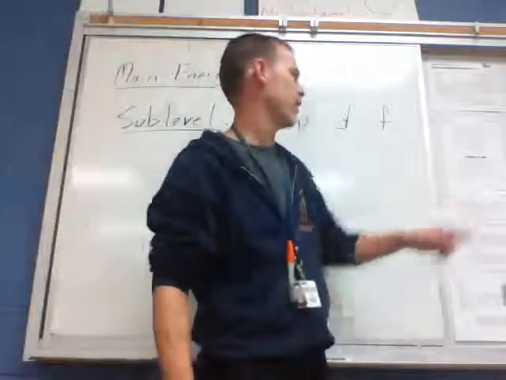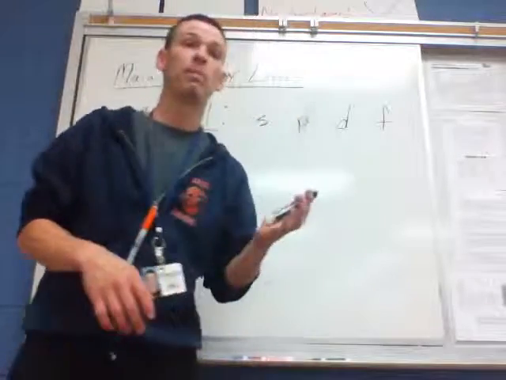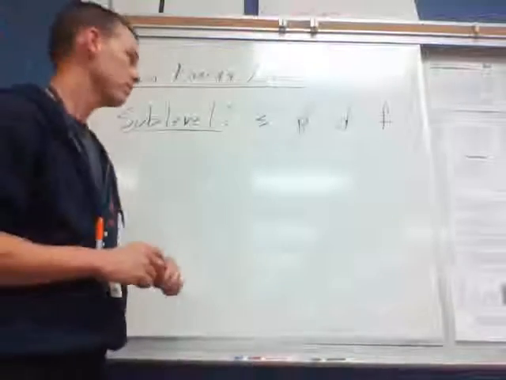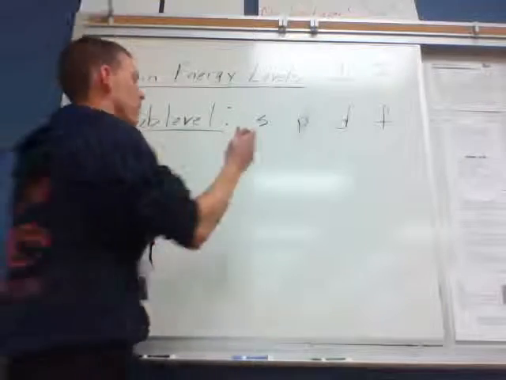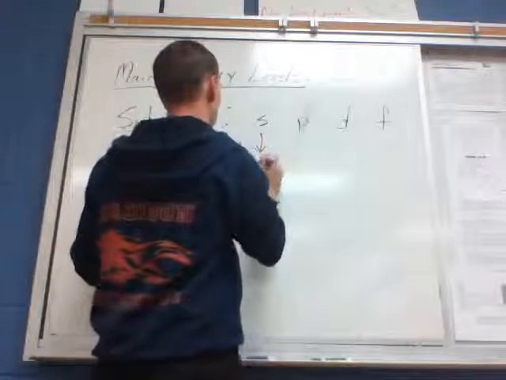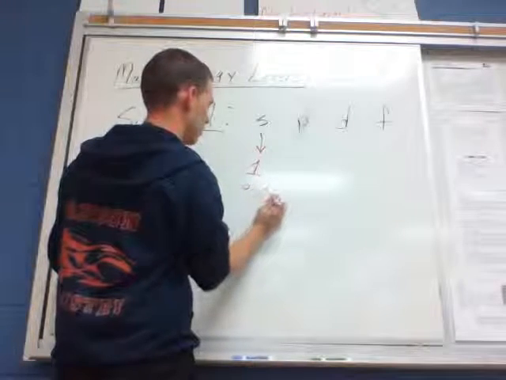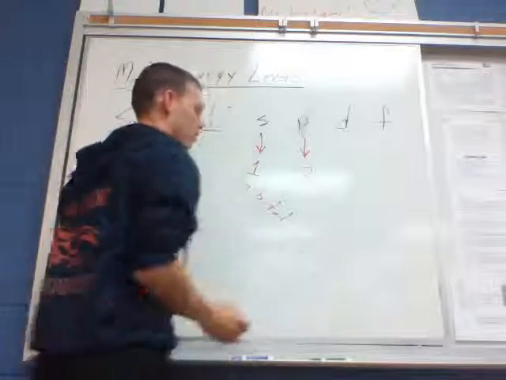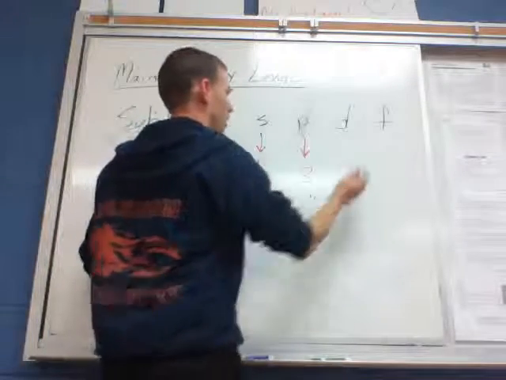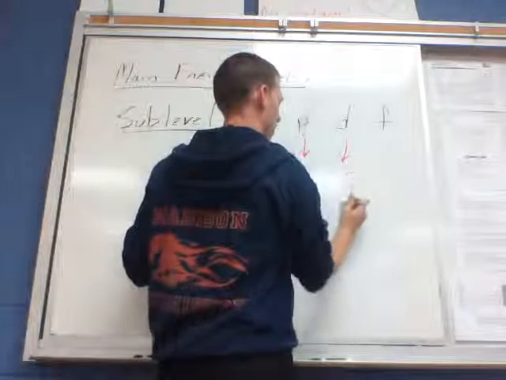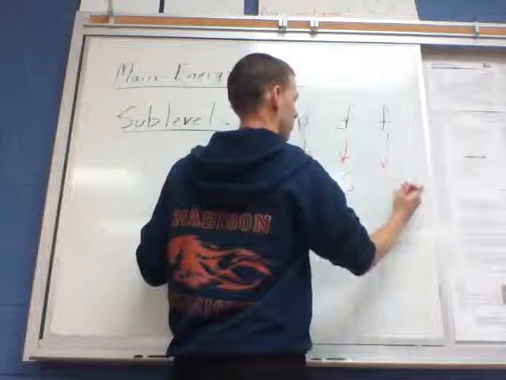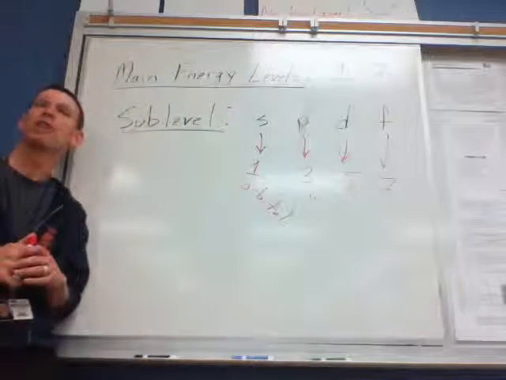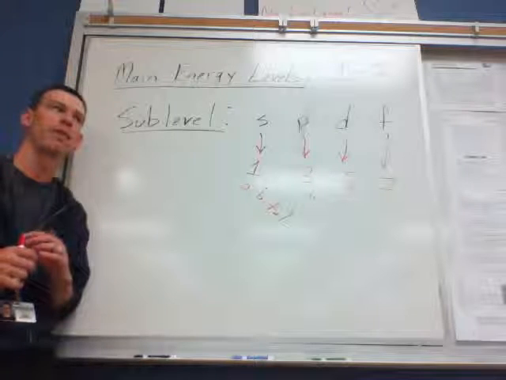Now, if you take a look at your cheat sheet, you'll see the letters S, P, D, and F explained in a little bit more detail. It says that S can hold 1 orbital, P can hold 3, D 5, and F 7. I'm just reading that off your cheat sheet, but it's good for your brain to write it again.